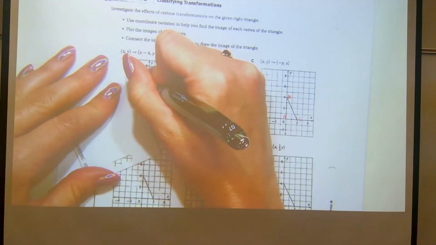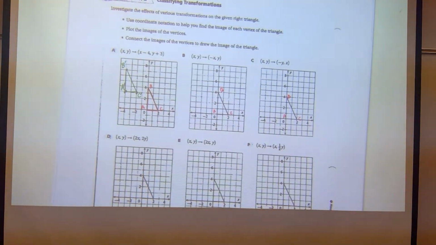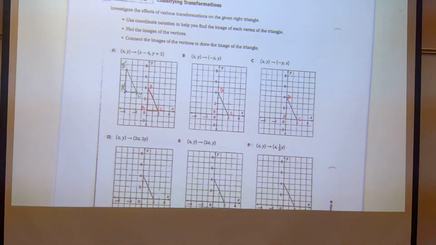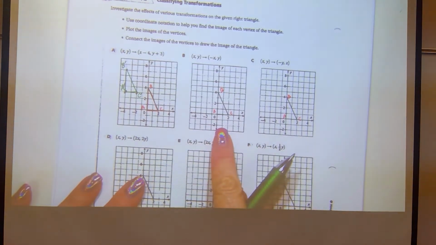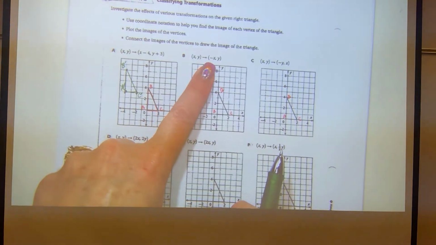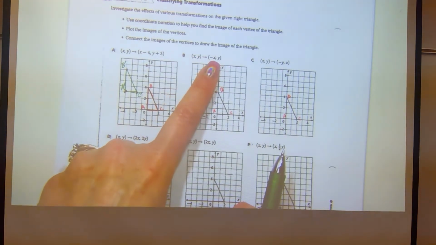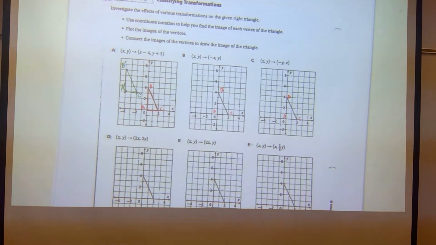Now, some of us are pretty decent about being able to imagine where things are going to go. Sometimes, though, we may need to start with a list for our pre-image coordinates and then transform them to the after-image coordinates. For example, transformation B tells me I'm taking the opposite of x. So if x starts positive, the image of x will be a negative value for x. If x were to start negative, the image of x would be a positive value for x.